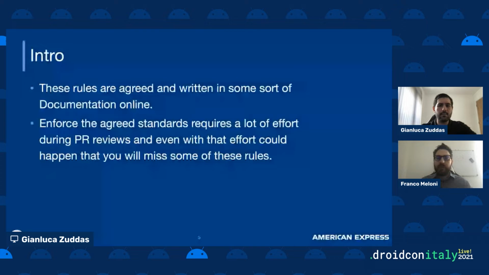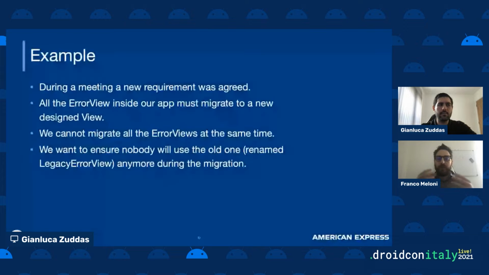To make a simple example, let's say that the designers showed us a new error view, and this error view, differently to the old one we had before, has a retry button. So we need to define on a case-by-case basis what happens when you press the retry button, and that cannot be automatically migrated from the old one to the new one.